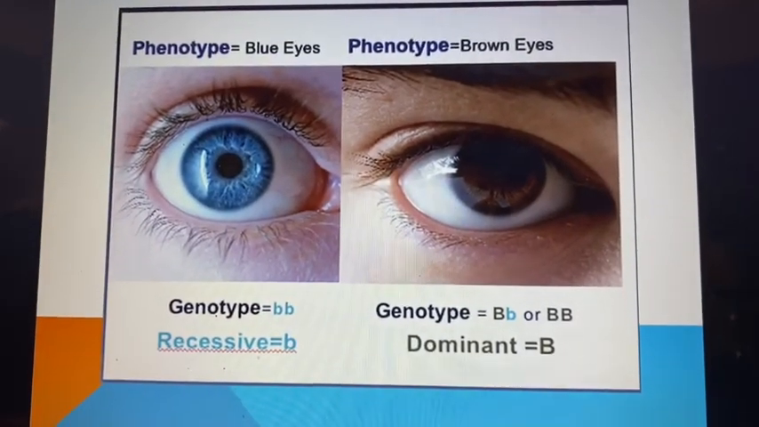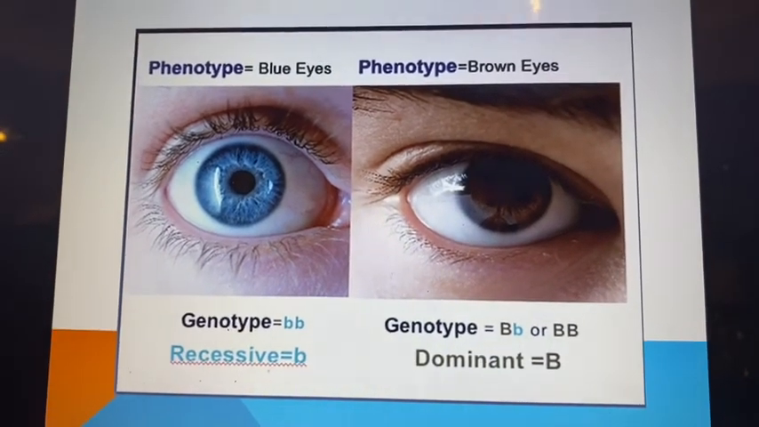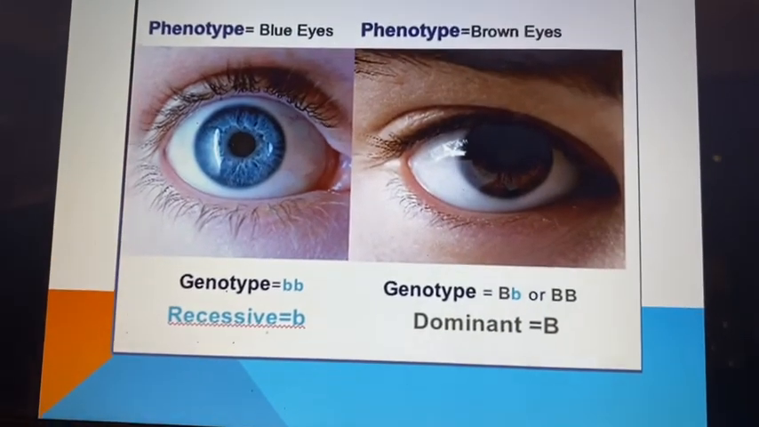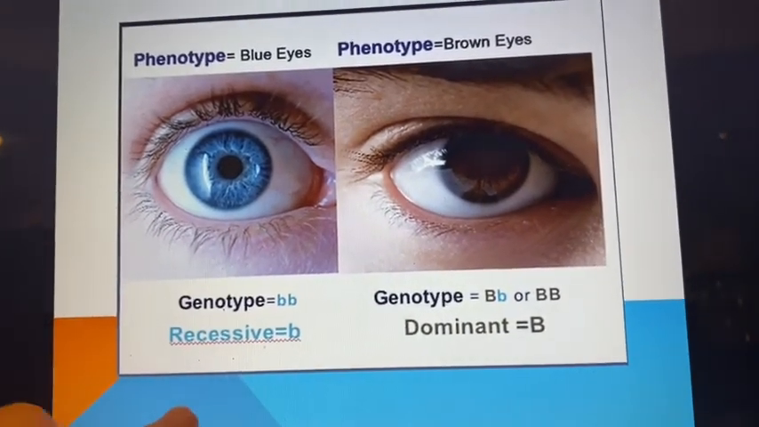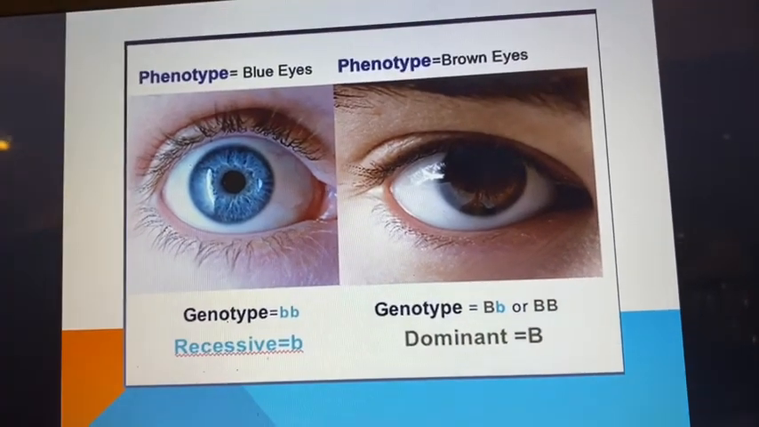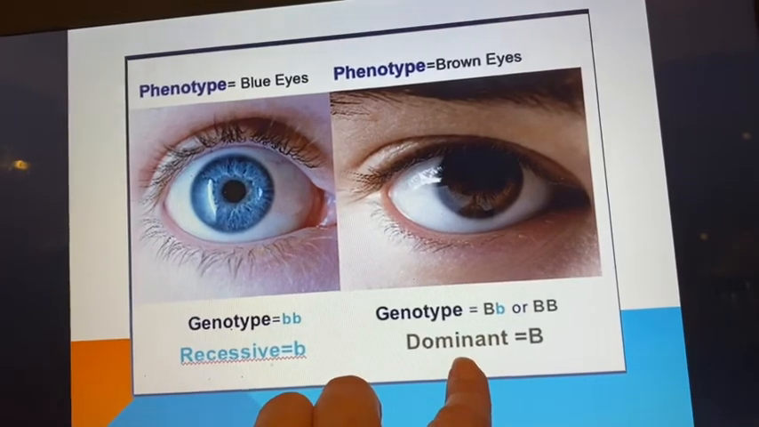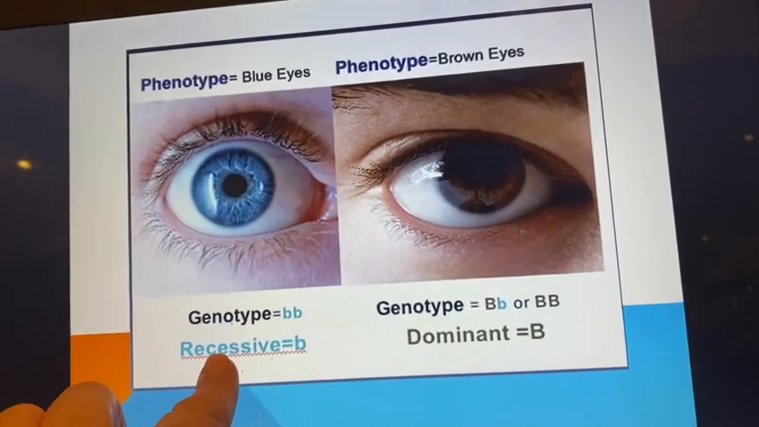Now look here. Scientists found out for each gene, there are 2 types of genes. A gene that is called dominant gene and a gene that is called recessive gene. The dominant gene is a strong gene, and the recessive gene is a weak gene.